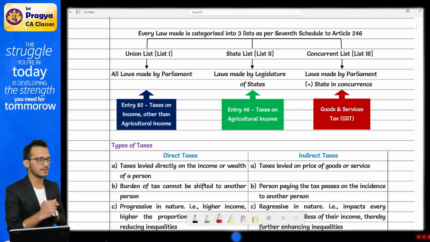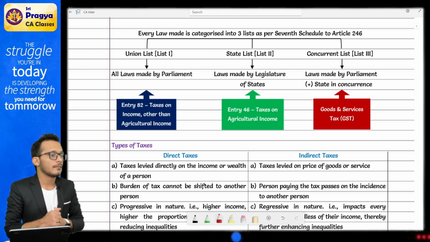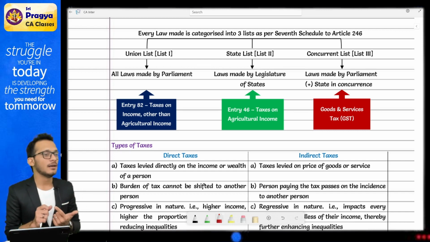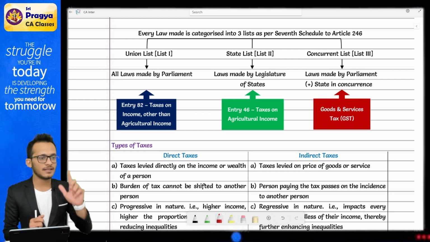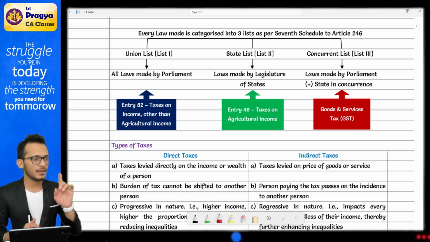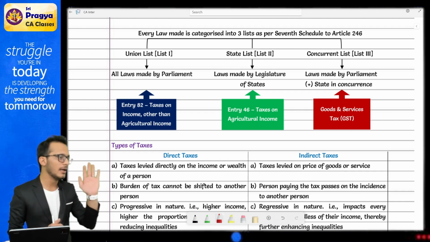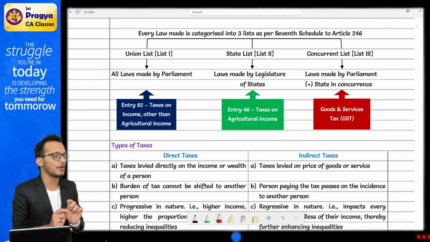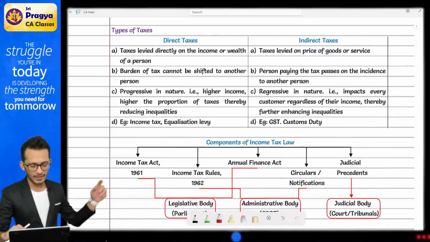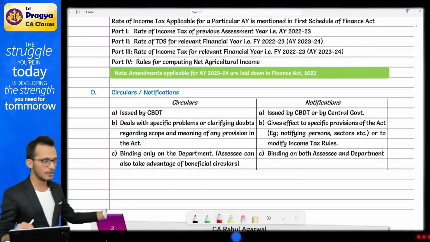Then you have circulars and notifications. In simple words, which is binding on the department? Both are binding on the department. But what is binding on the assessee? Only notifications are binding on the assessee. Circulars are not binding on the assessee, but the assessee can use a circular provided it is beneficial. This is what we had for direct tax components: Income Tax Act, Income Tax Rules, Finance Act, circulars and notifications.